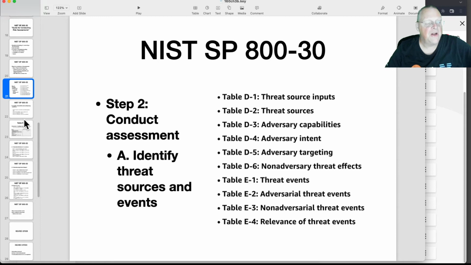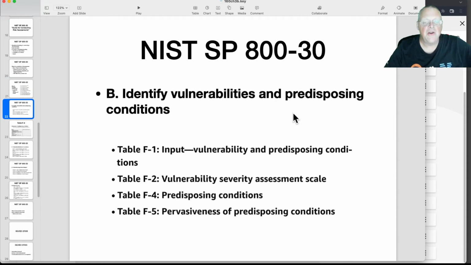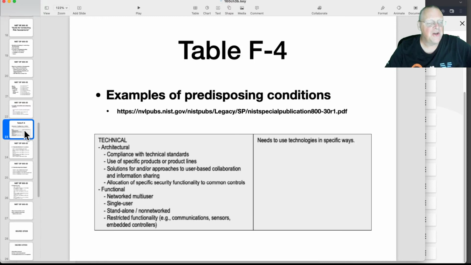So you identify your threat sources. Then you identify your vulnerabilities and predisposing conditions, and you have a severity scale of these things. And I did not understand what a predisposing condition was, so I actually went and looked up the tables. This is all online. These are not hidden behind a paywall or anything. You can just download the PDFs of these things.